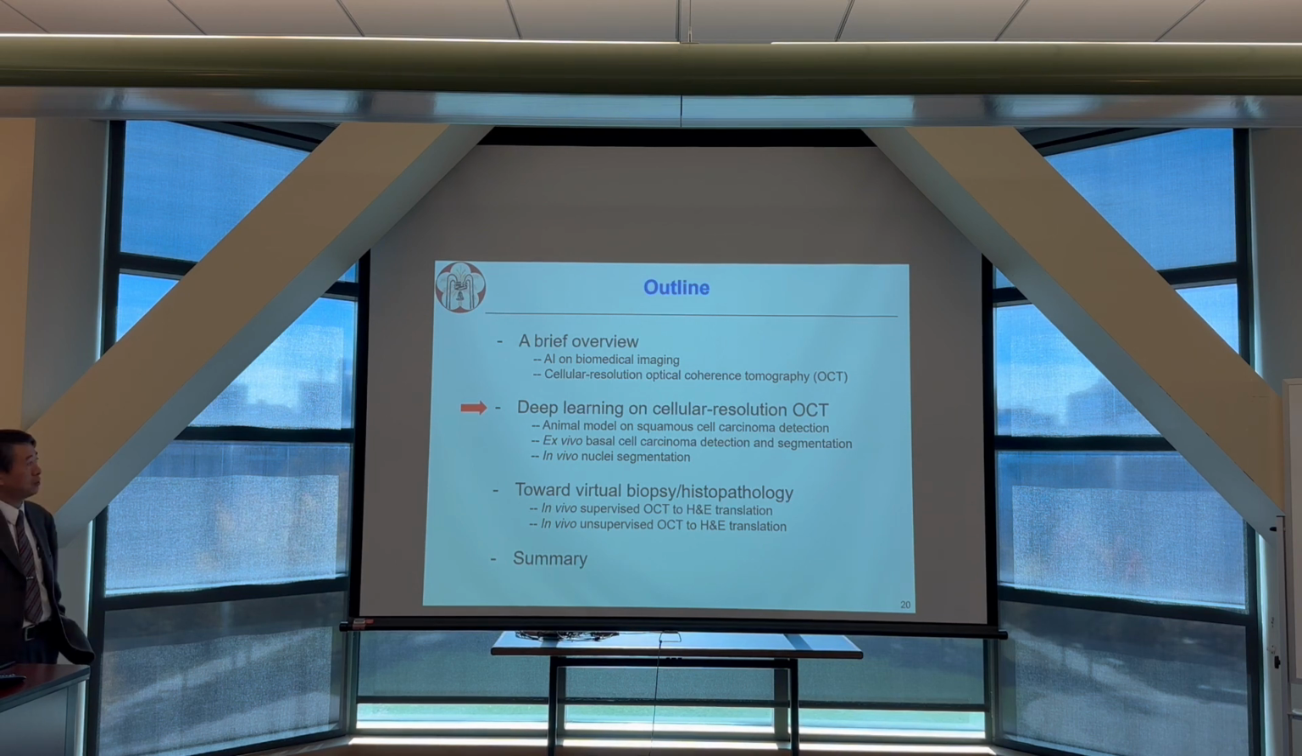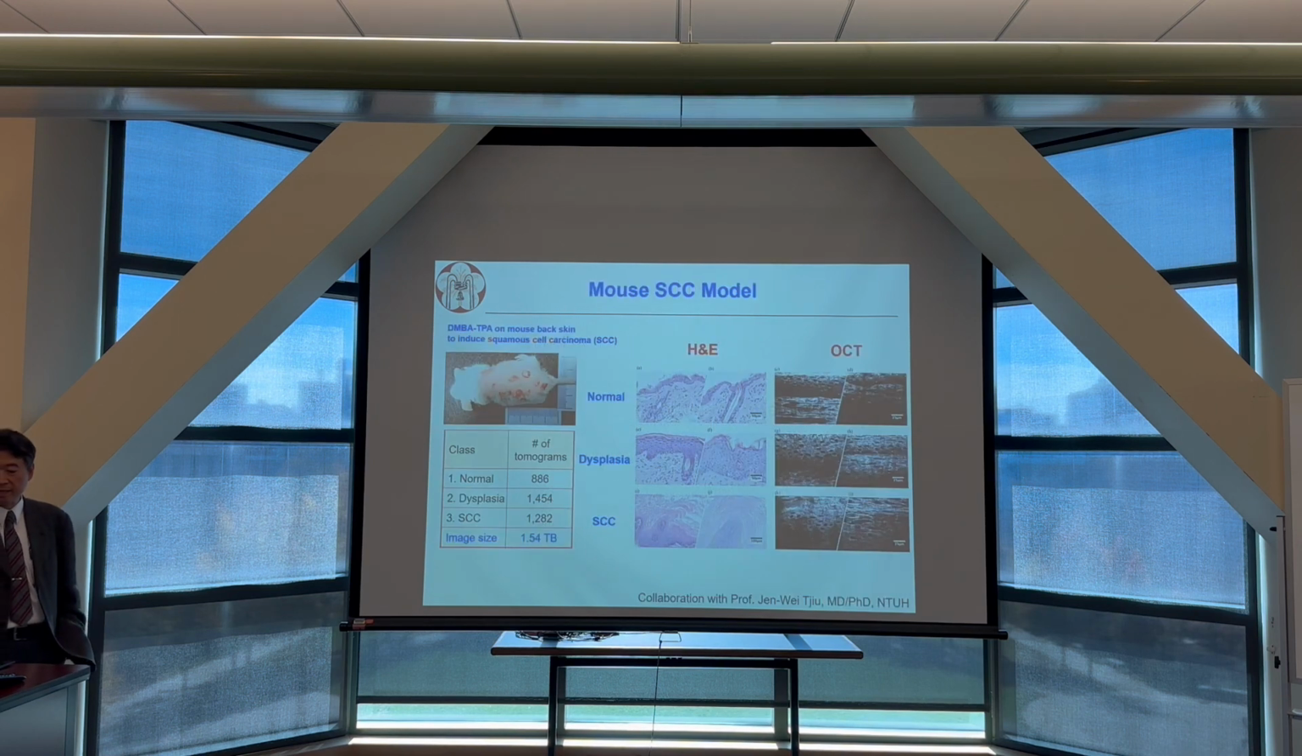Now let me show you how we use the deep learning on the cellular resolution. We start from an animal model. We collaborate with our university hospital. We just apply some chemicals on the back skin, on the back of the mouse. After 1 week or 2 weeks, you can see that something changed on the back of the mouse. We call this dysplasia. Usually after maybe 6 or 7 weeks, you start to grow the squamous cell carcinoma. You see these tumors. It's kind of a malignant tumor.